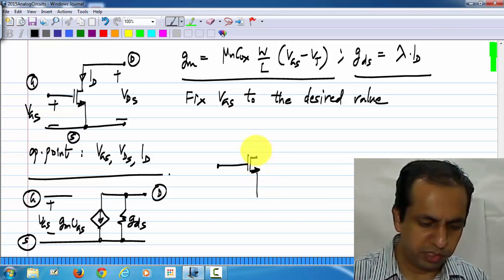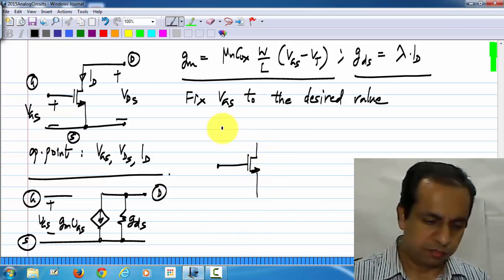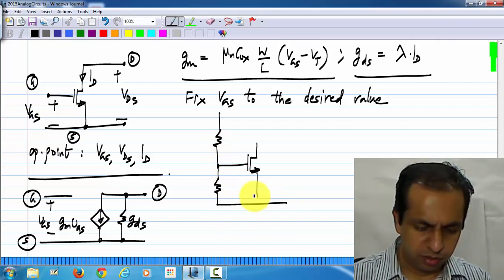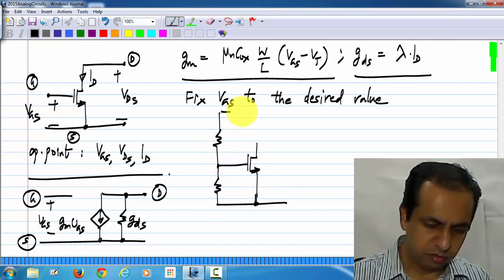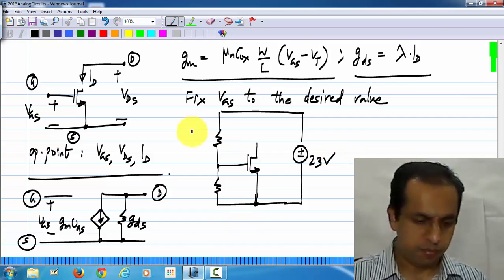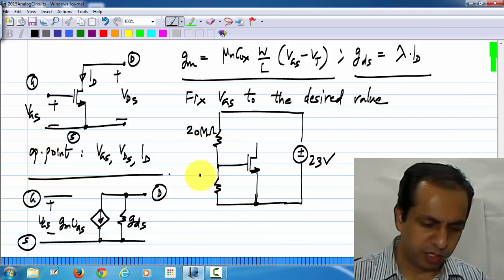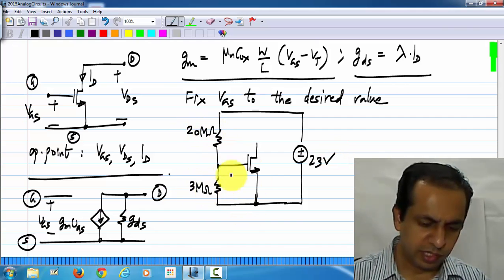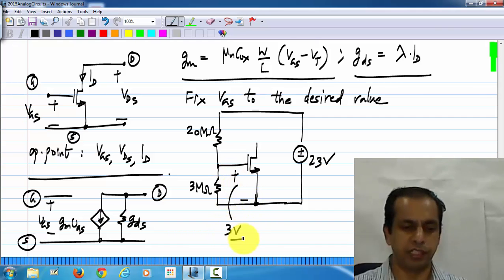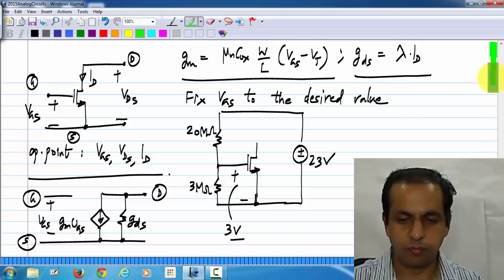So if you recall, our circuit looked like this. I am not drawing the complete circuit, but only the part that fixes VGS. And in our particular example, we had a 23 volt supply and an appropriate ratio of resistors such that the operating point VGS was equal to 3 volts. We fixed VGS to 3 volts.